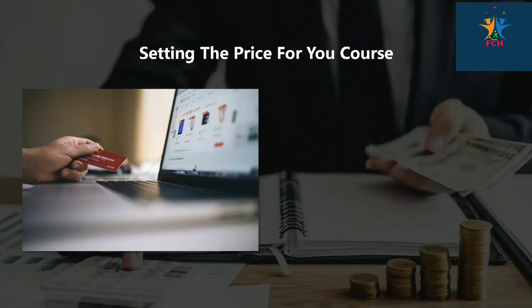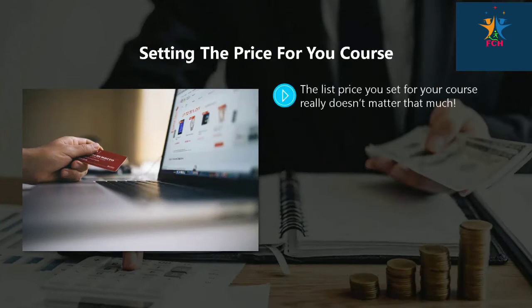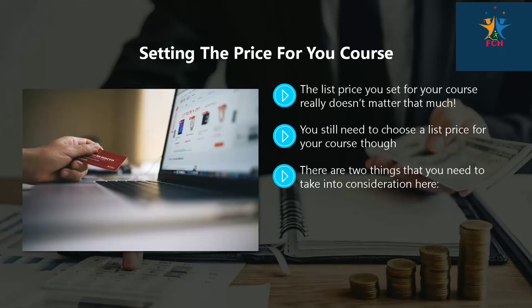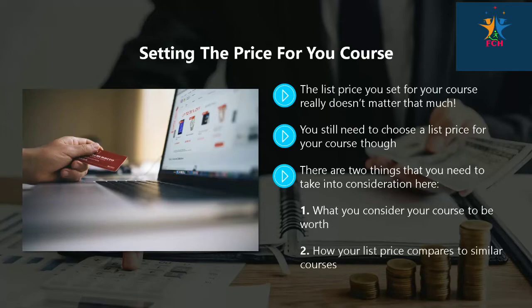Setting the price for your course. The list price you set for your course really doesn't matter that much. Why? Because almost every sale that you make will come through a fixed price promotion Udemy is running between $10 and $15. At the time of creating this training, the $11.99 price is very popular. You still need to choose a list price for your course though. There are two things that you need to take into consideration here. 1. What you consider your course to be worth. 2. How your list price compares to similar courses.